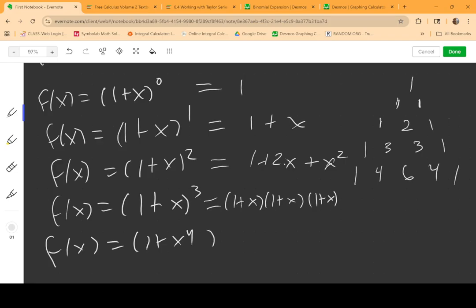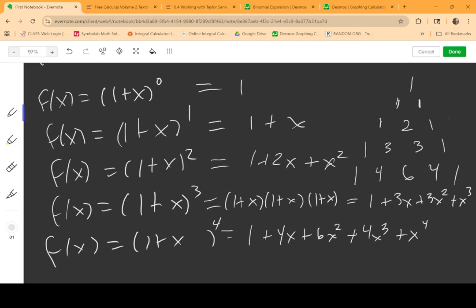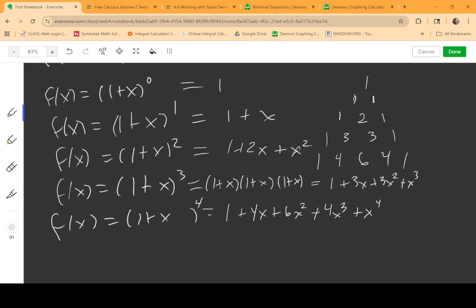1, 1, 1, 2, 1. And we can guess from here, this will be 1 plus 3x plus 3x squared plus x cubed. And we see the nice symmetry here. Excuse me, this x to the 4th should be on the outside. So we can see the next level: 1 plus 4x plus 6x squared plus 4x cubed plus x to the 4th. So we can do that binomial expansion rather quickly.